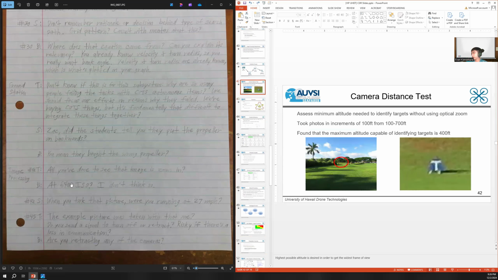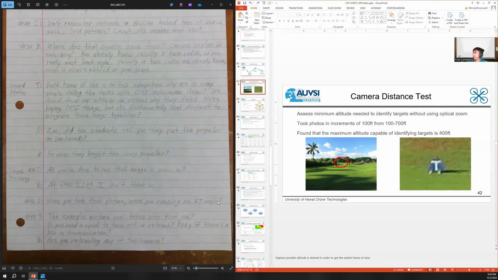So 42, all you've done to see that image is zoom in. So there's a target here within this red circle, and that would be this one, which we just zoomed in. Right. Okay, and then this is at 6400 ISO. I don't remember if we mentioned the ISO settings here or not, so I'm not too sure on that one. So our other comment we got is, when you took that picture, were you running at 27 miles per hour? No, we weren't. We were standing perfectly still.